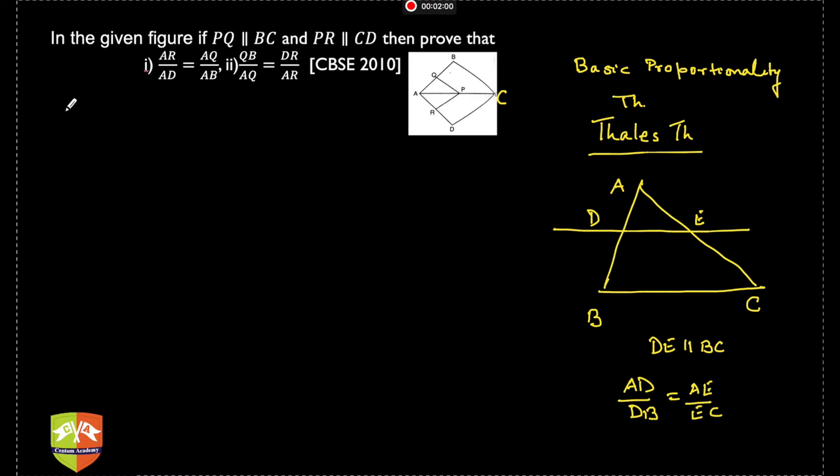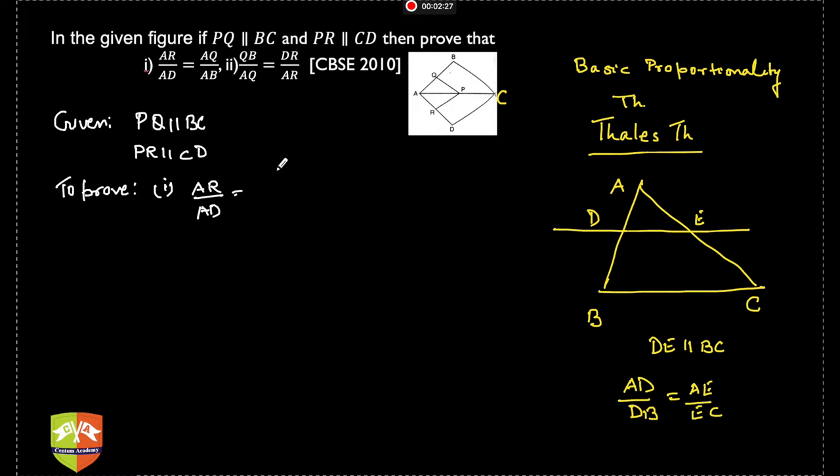So what's given? You should write the given first, which is whatever is given. If you can see, PQ is parallel to BC. This is one. And then PR is parallel to CD. Now, to prove, you should be writing these steps. First, AR upon AD is equal to AQ upon AB. Let's try and prove this first.